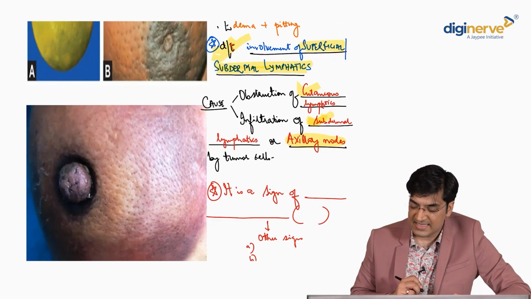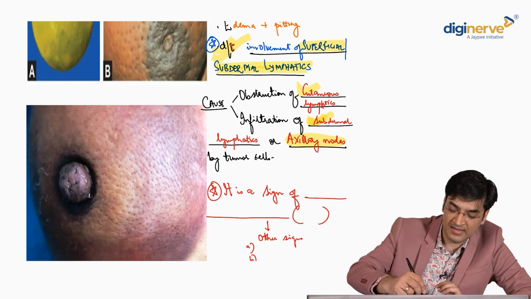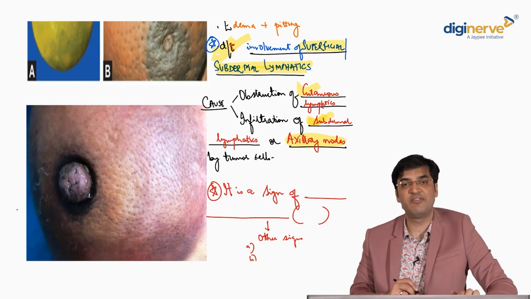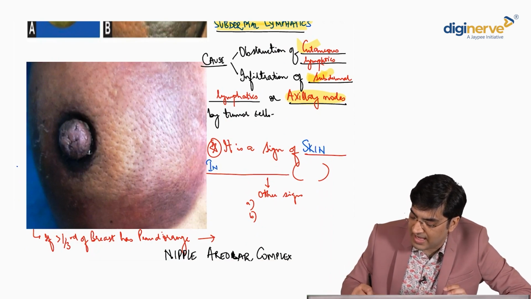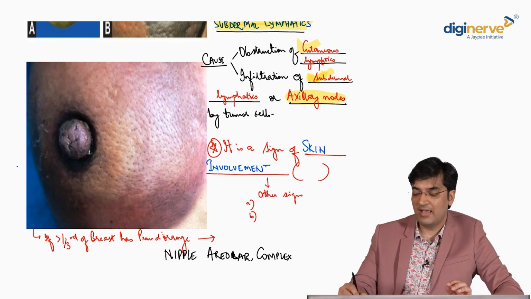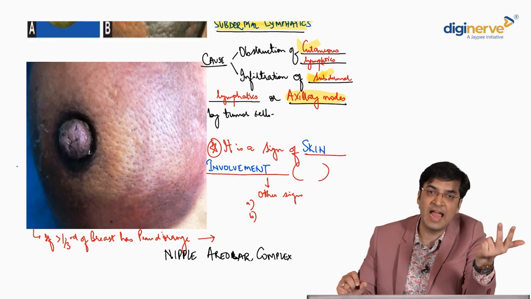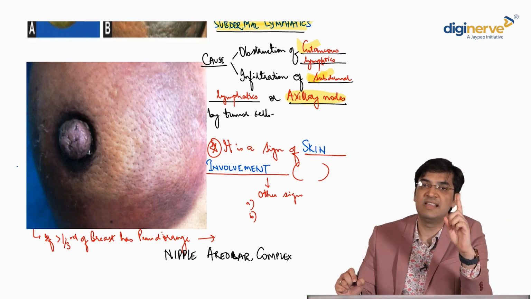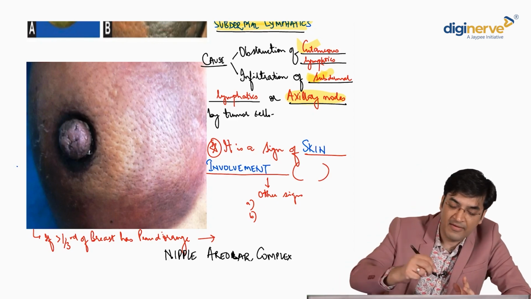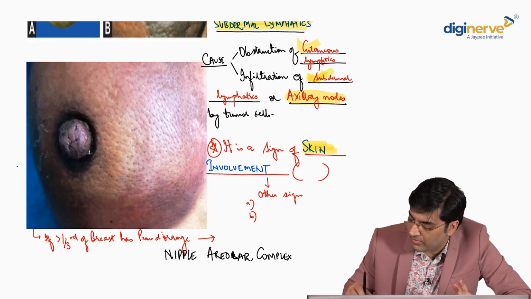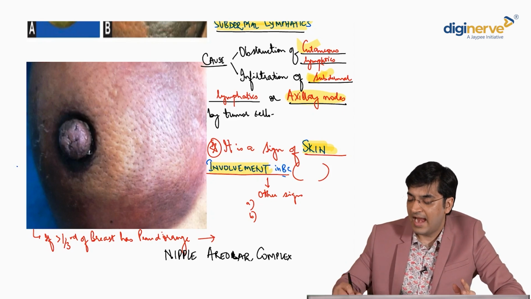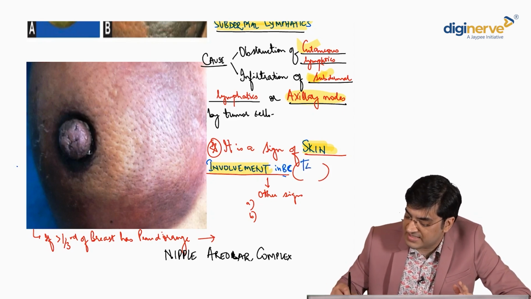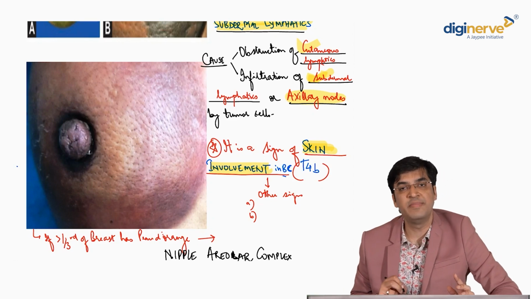Now, this is where we finally get the answer that we've been waiting for. It is the sign of skin involvement in breast cancer. Until now, none of the earlier signs were. Dimpling, puckering and nipple retraction were not the signs. This is the sign of skin involvement. Very important. Sign of skin involvement in breast cancer. And it is reflective of T4b stage.